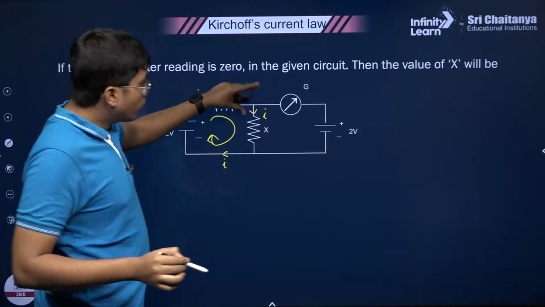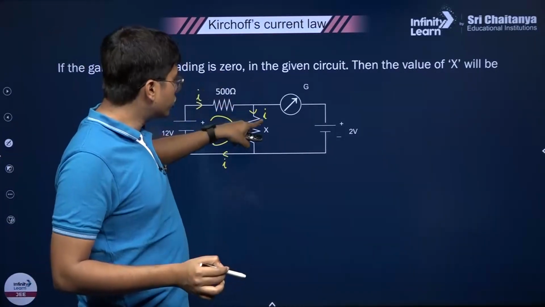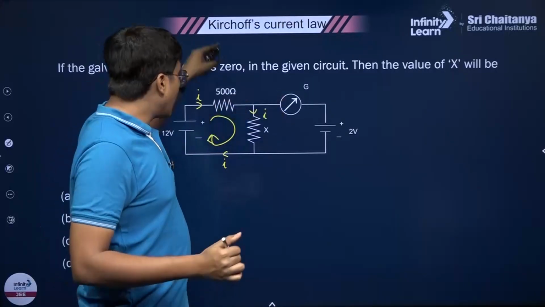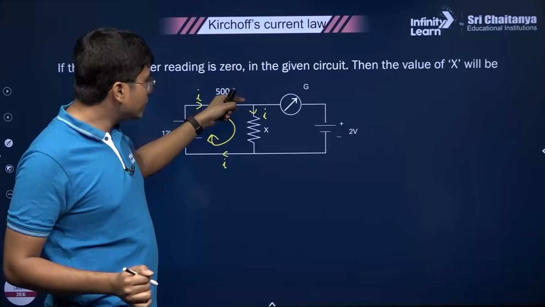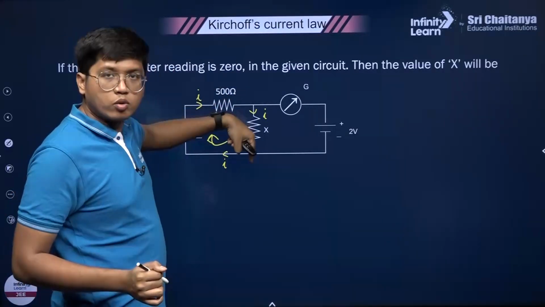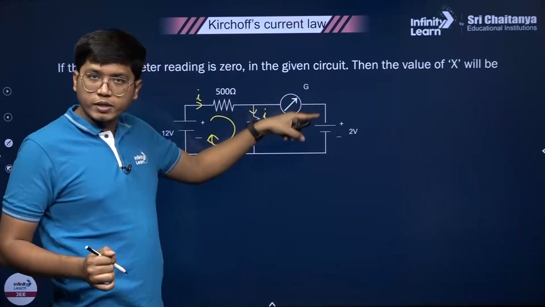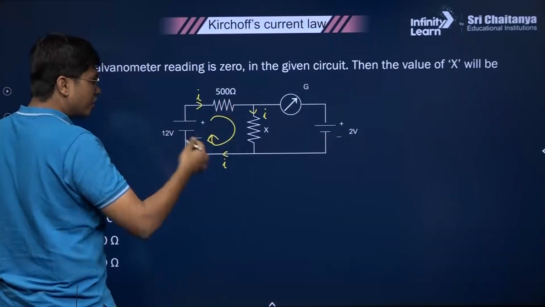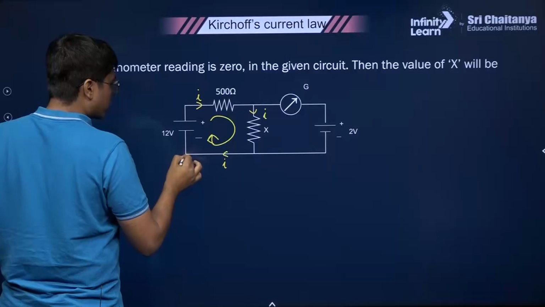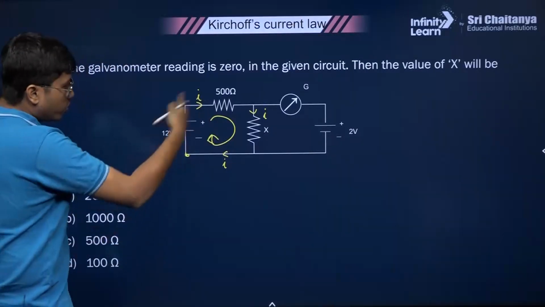Why? Because over here there should have been branching, this should have been I1 and I2, but I already know that over here there is no current flowing. So the total current that comes in this junction has to go out from this side, since nothing is going from there. So it's all I over here. Now let's put in this loop, I say start from this point, move in this direction.